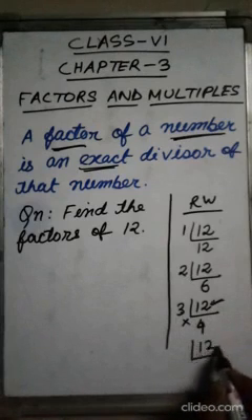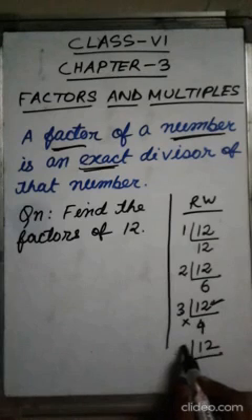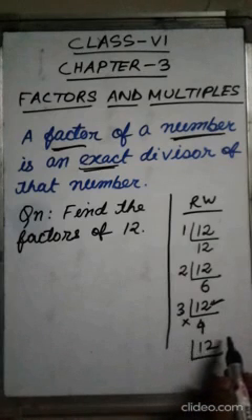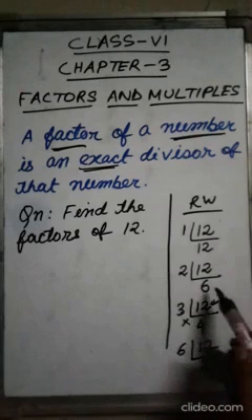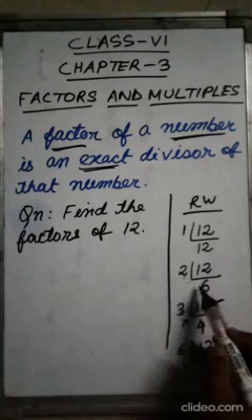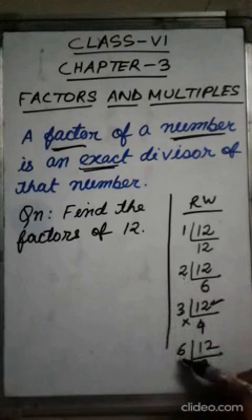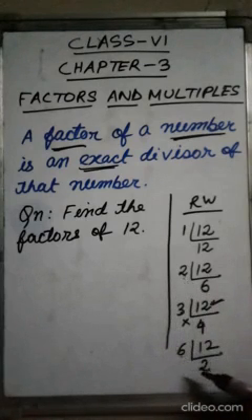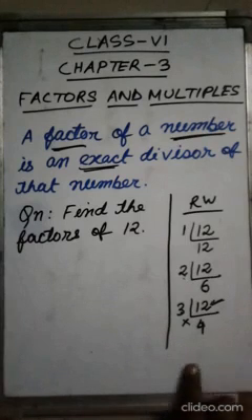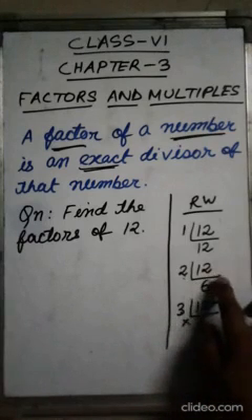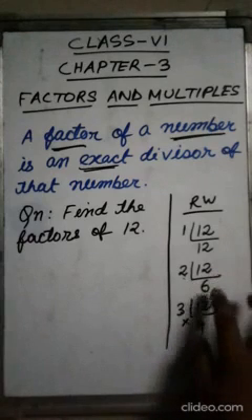Next we shall check by which number we can divide. But already we have got 2 and 6. Again we are getting 6 and 2. So we shall stop our calculation here itself because the result is repeating.